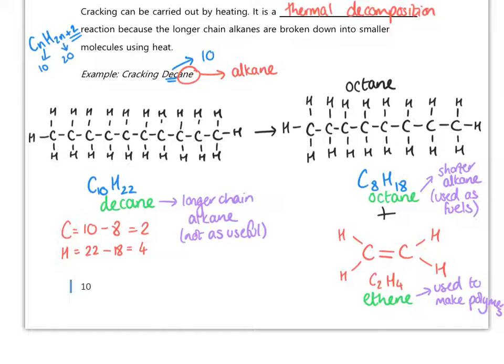So for example, the polymer of ethene would be polythene, which is used as a plastic. Okay, so from this thermal cracking, what we've done is we've taken a longer chain hydrocarbon, which is not that useful because it's not very flammable, and we've formed two useful products out of it. A shorter chain alkane, which is used as a fuel, and an alkene, which can be used to make polymers, which many useful substances can be made out of.